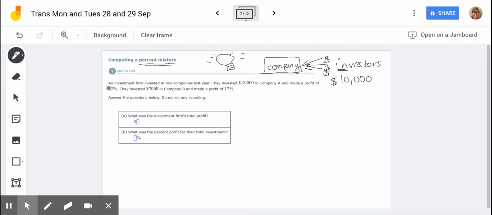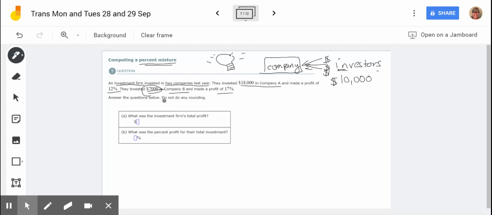So maybe that'll help you understand it because it says an investment firm, that means a company that actually invests money for people, invested in two companies last year. They invested 18,000 in company A and made a profit of 12%. What that means is that anybody who invested in company A, it paid them 12 cents for every dollar they invested. That's pretty dang good. If you guys know banks, if you put your money in a bank, they pay you less than 1% nowadays. It's terrible. Okay, they invested 7,000 in company B and made a profit of 17%. That's really good. But they put less money in B, but they put more money in A.